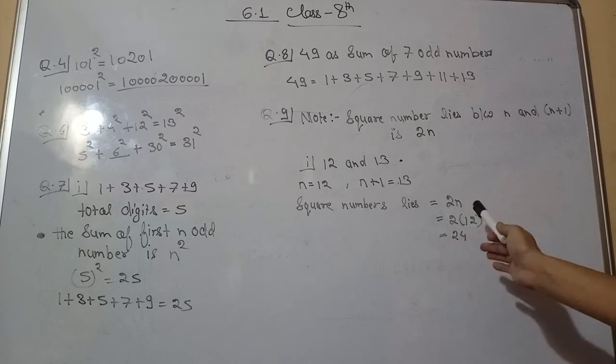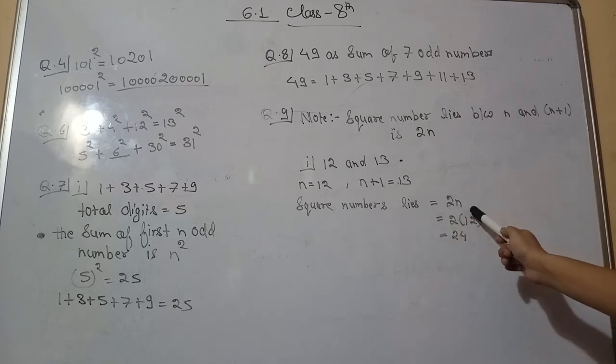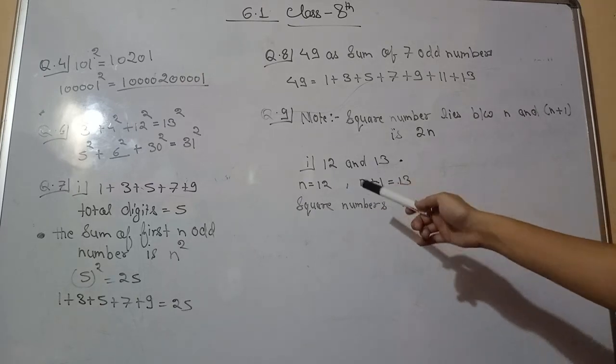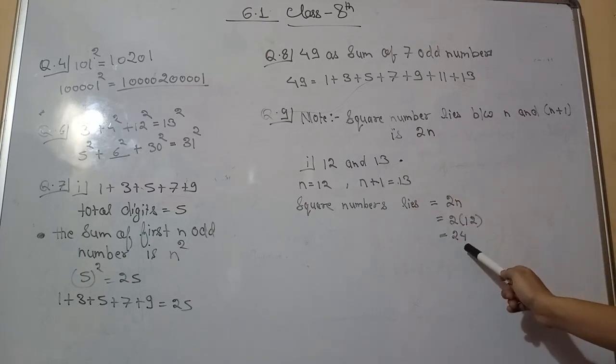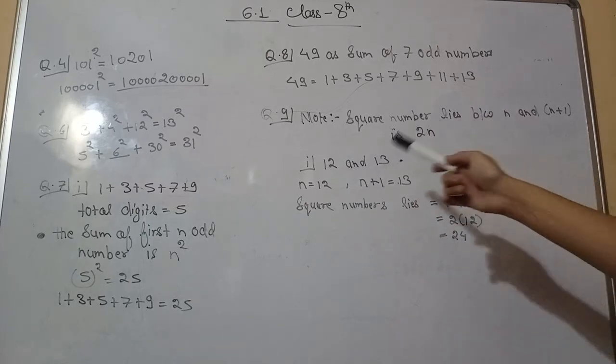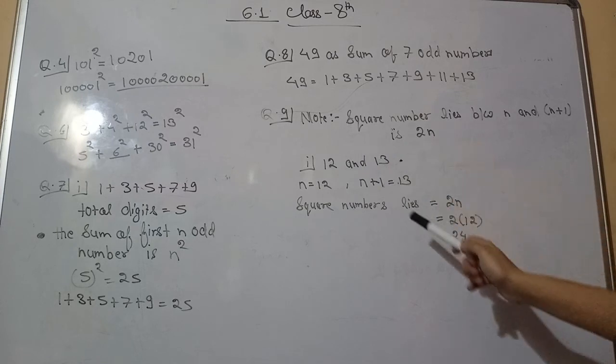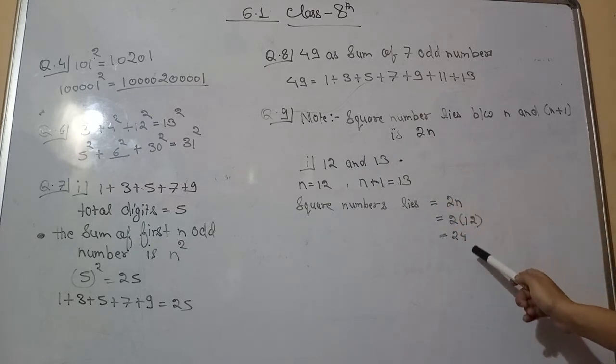Now how will we find out how many numbers lie between them? By multiplying 2 with n. What is our n here? Our n is 12. So 2 multiplied by 12 gives us 24. So between the square of 12 and the square of 13, there are 24 numbers in total. This is how you can solve question number 9.